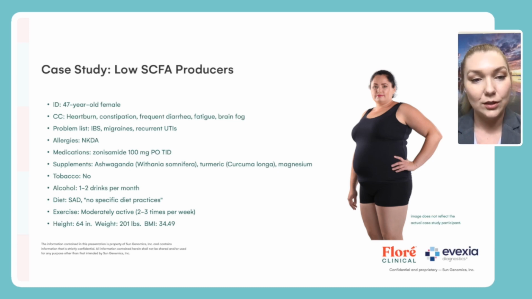She's a non-smoker, has 1 to 2 drinks per month. For her diet, she disclosed that she has no specific dietary practices, so we can assume it's probably standard American diet. Moderate exercise 2 to 3 times per week. And this patient's BMI is 34.49. So let's take a deeper look into her diet and see what she's eating.